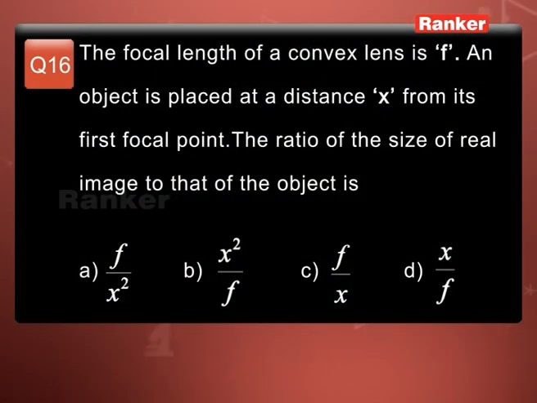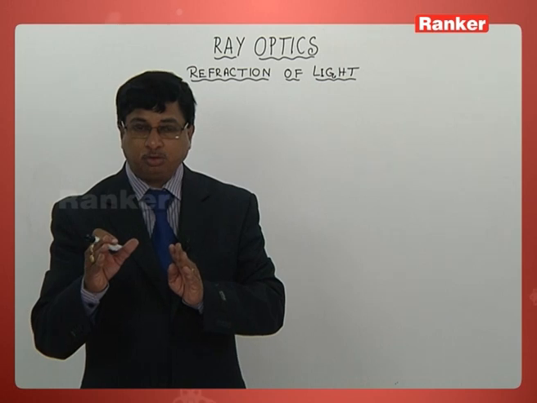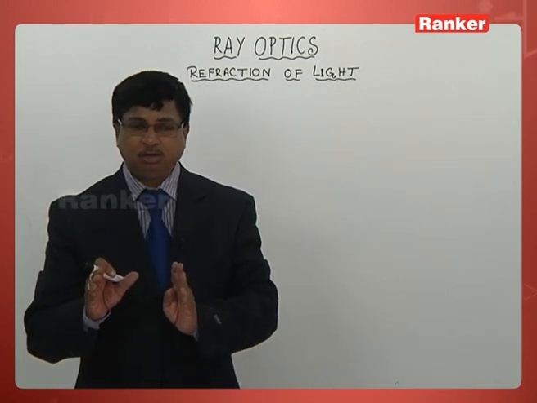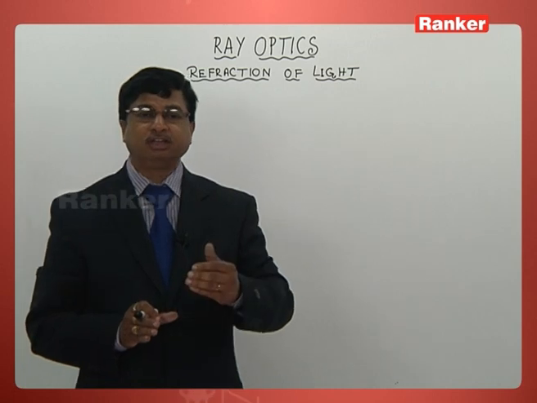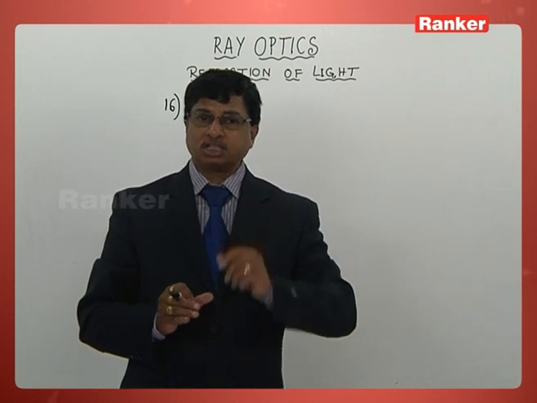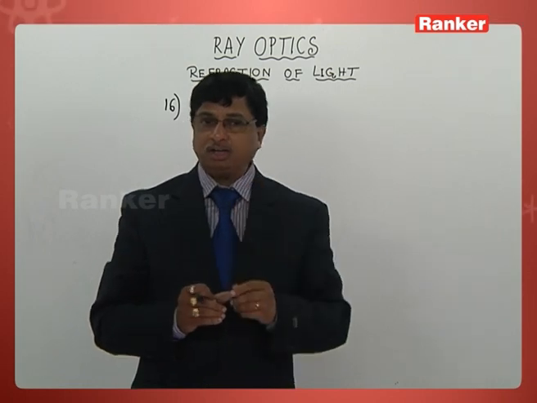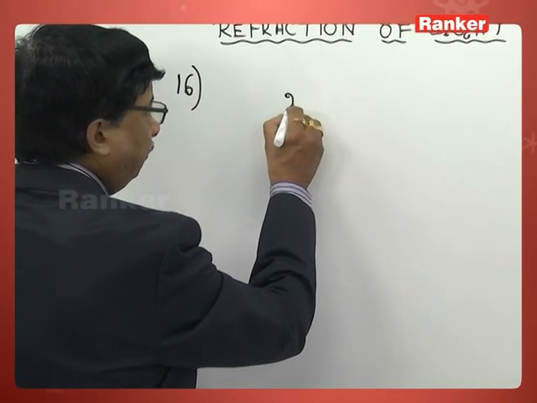The ratio of the size of the real image to that of the object is how much? Ratio of size of the image to the size of the object. You can all understand what he is asking. He is asking you magnifying power or magnification. What are the options given? F by x square the first option, x square by f the second option, f by x the third option, and x by f the fourth option. So what is he asking? You have already got. It is magnification he is asking you.